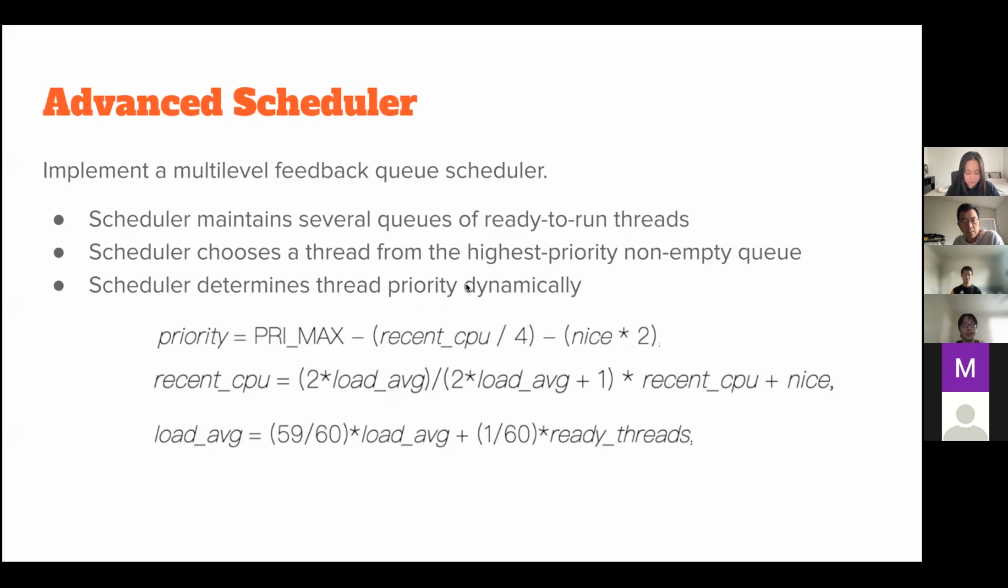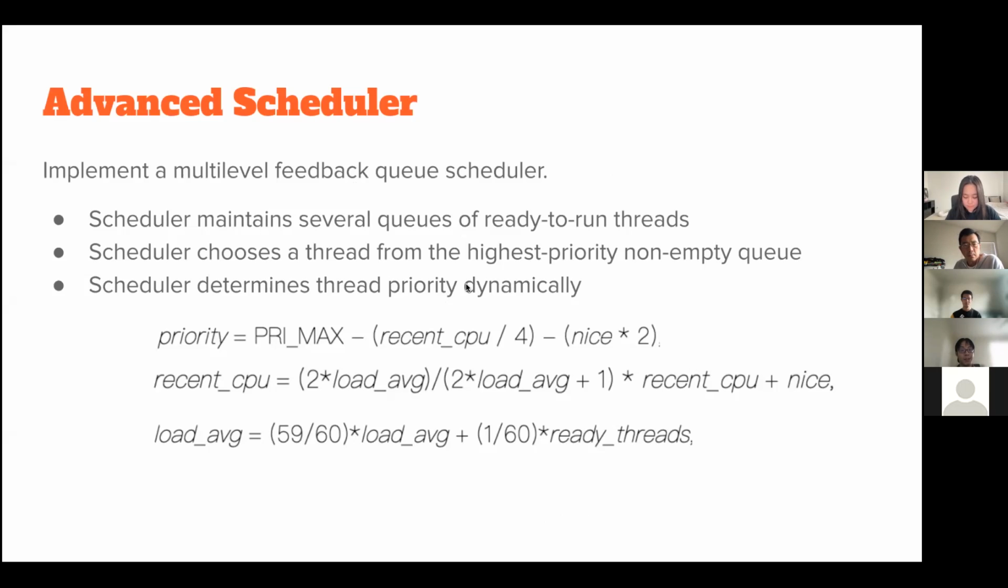Okay, so our last new feature is the advanced scheduler, which is essentially a multi-level feedback queue scheduler. It is inactive by default, and we can choose this scheduler with a command line option. Basically, this scheduler maintains several queues of threads which are ready to run, and the threads in different queues have different priorities. The scheduler chooses a thread from the highest-priority non-empty queue, and if that queue contains multiple threads, they run in round-robin order.